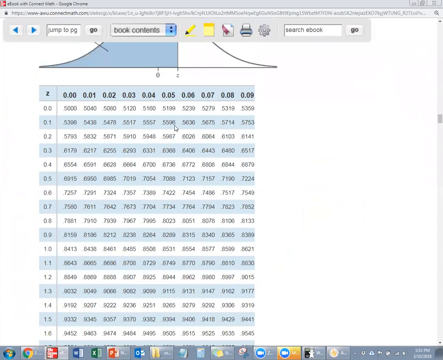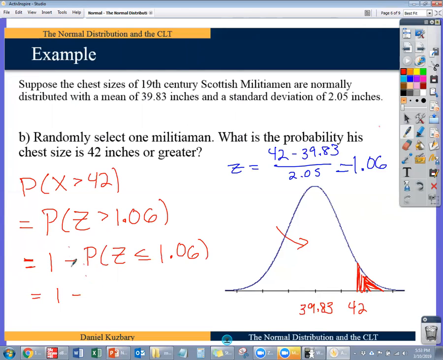1.06. Let me find it again. 1.06. So this number, 0.8554. Is that 0.8554? So you do the 1 minus thing, and you've got 0.1446. That's your answer. So this little sliver is 0.1446. That's the area. That's that red area right there. The white area is going to be 0.8554.